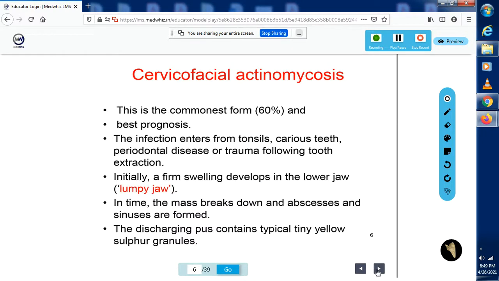So coming to cervicofacial actinomycosis, this is the commonest form of actinomycosis and it has good prognosis. Usually the infection enters from the tonsil, or through carious teeth, or from periodontal disease, or following a trauma, or a trauma following a tooth extraction. Initially a firm swelling is formed in the lower jaw and it is called lumpy jaw. With the progression of the disease, this mass breaks down and abscesses and sinuses are formed. This discharging pus contains typical tiny yellow sulfur granules. This is the characteristic feature of actinomycosis.